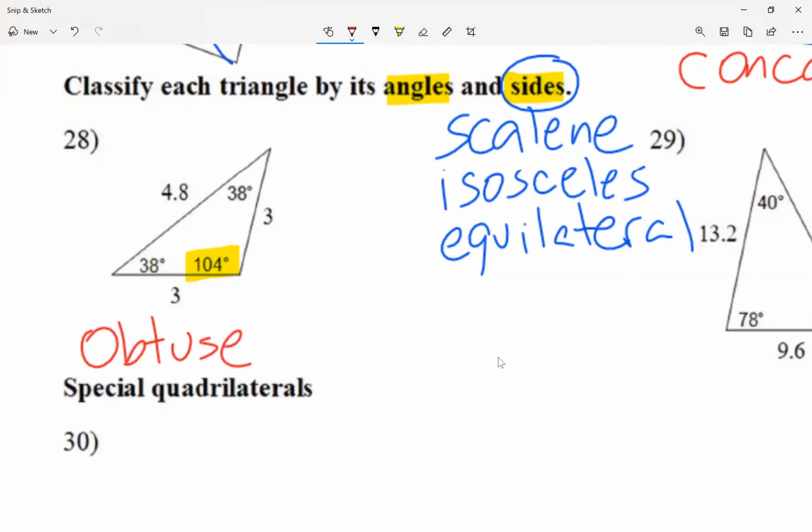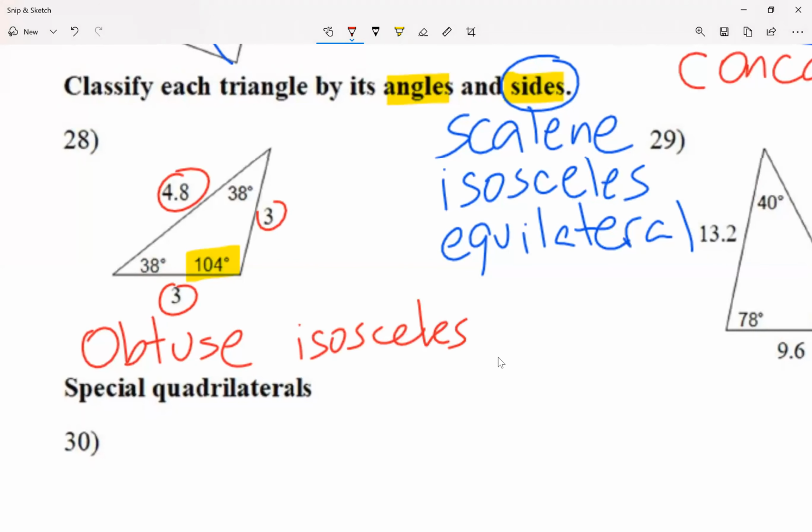When it comes to angles, I use the name of the biggest angle. As a matter of fact, every triangle has at least 2 acute angles. Those are always less than 90. It could be all 3, for all I care, but I'm going to go with the biggest angle. Now, when it comes to sides, I see my numbers: 3, 3, 4.8. Two of my numbers are equal. Therefore, I'm going to call this isosceles. So obtuse, isosceles. Cool.